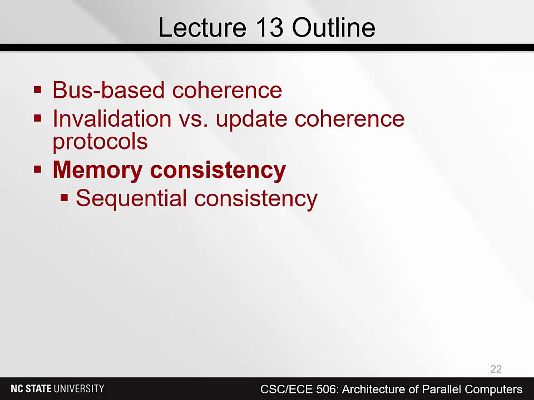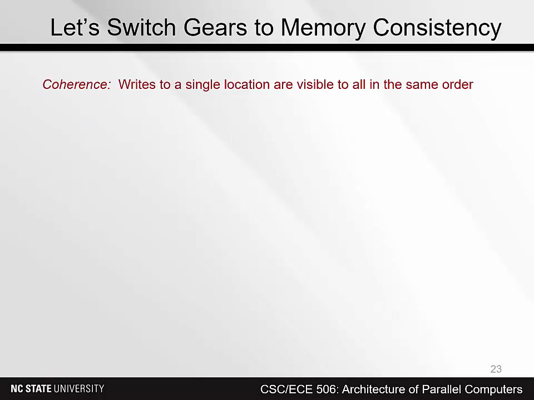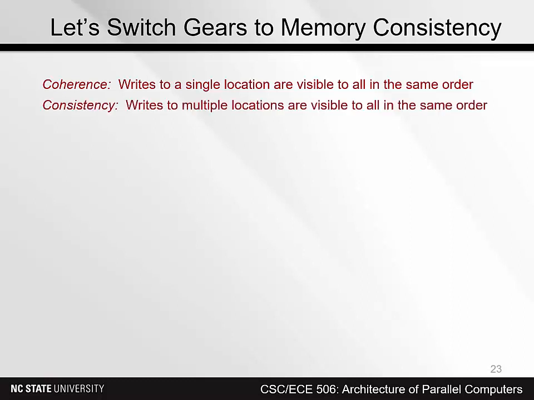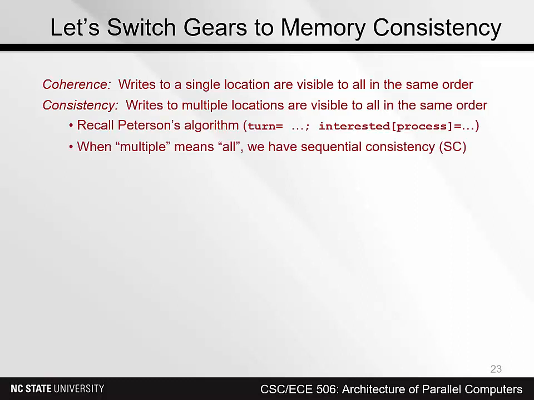Now we want to show how consistency models work, especially sequential consistency. As we have seen, coherence means that writes to a single location are visible to all processors in the same order, and consistency means that writes to multiple locations are visible to all processors in an order that makes sense. Peterson's algorithm writes to the variables turn and interested, and these writes need to be seen in order.